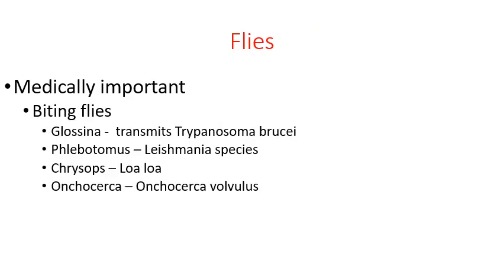But there are flies that can bite, and we have already studied them in our previous parasitology topics. You have the Glossina fly, which can transmit Trypanosoma brucei. We have the Phlebotomus fly that can transmit Leishmania species. Then you have the Chrysops fly, the deer or mango fly, the one that transmits Loa loa. Then we have the Simulium fly or the black fly, which can transmit Onchocerca volvulus.